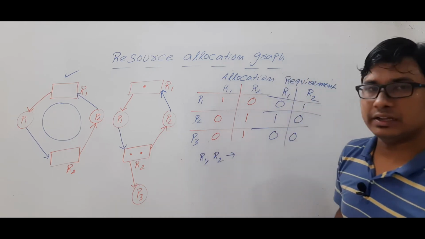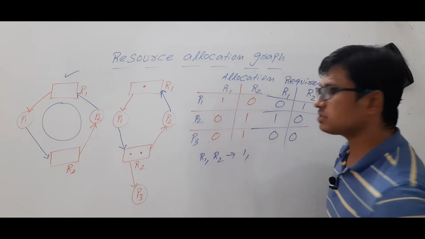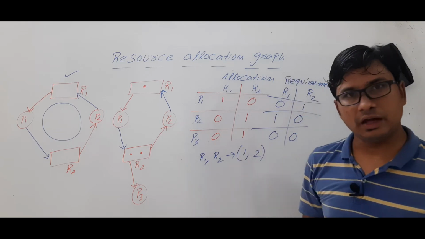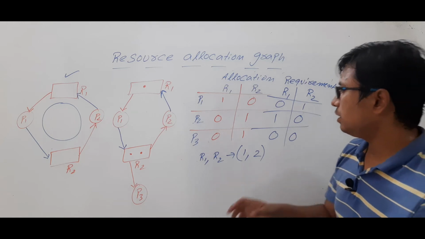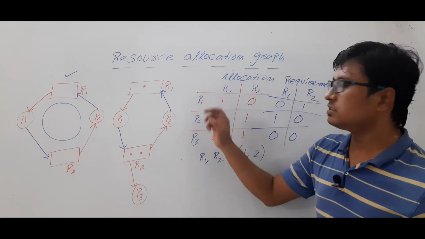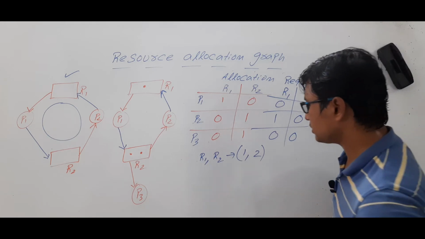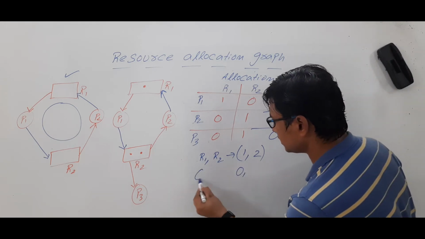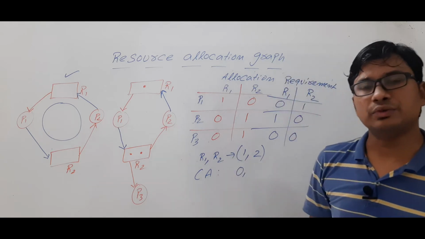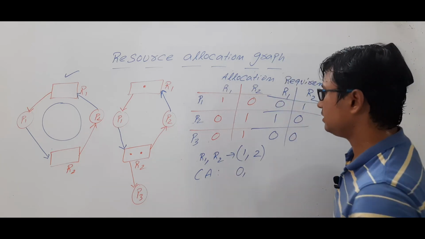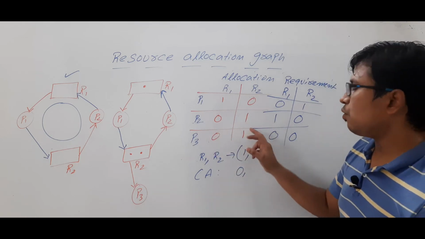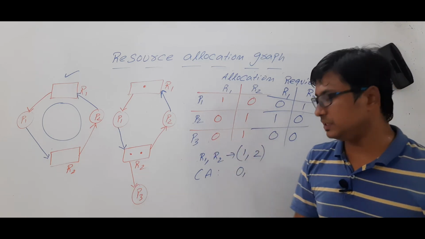Initially you have one instance of resource R1 and two instances of resource R2 available. Now out of one instance, you have allocated one instance of resource R1 to process P1. So the current availability, let me write it as CA, the current availability of resource R1 is 0. Similarly, process P2 and process P3 got one instance of resource R2 each.